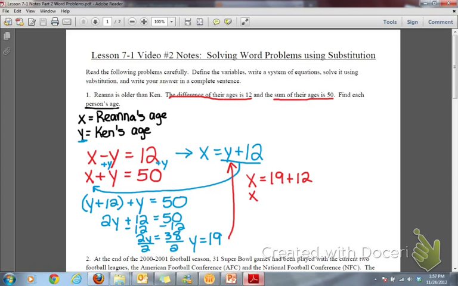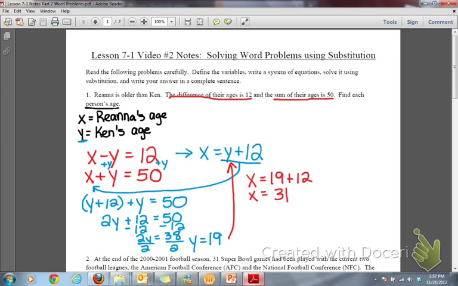And 19 plus 12 is 31. X equals 31, and that would be Rihanna's age. And you want to make sure that that makes sense in the problem. The difference of their ages is 12. 31 and 19: 31 minus 19 is 12.